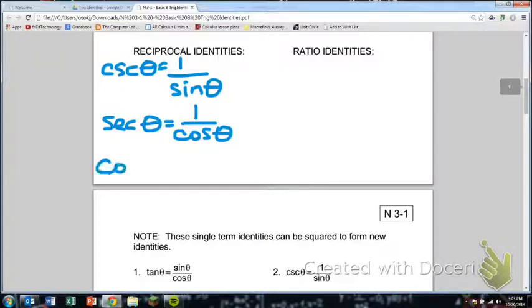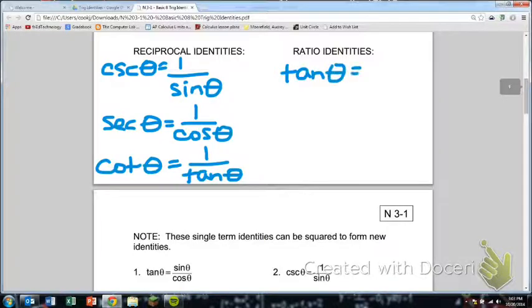And we know that cotangent can be x over y, but it can also be the reciprocal of tangent, right? It's just tangent's y over x, cotangent's x over y, so cotangent's the reciprocal of tangent. So these are what are called the reciprocal identities because it tells you which functions are reciprocals of each other. These are always true.